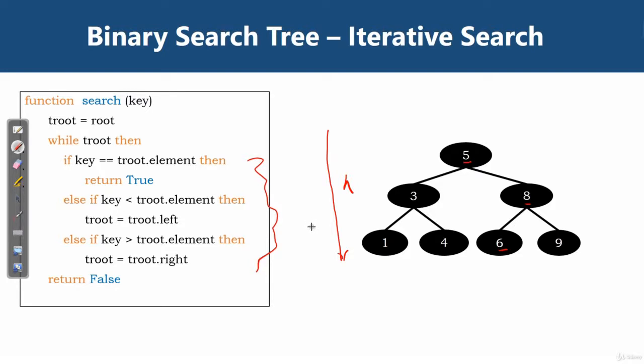So therefore, in worst case, the number of comparisons made are h plus 1, where h is the height of the binary search tree. So we can say that the iterative search function of the binary search tree takes O of h plus 1 as the time complexity, which is equivalent to the time complexity as O of h. So this is how iterative search function of the binary search trees work.